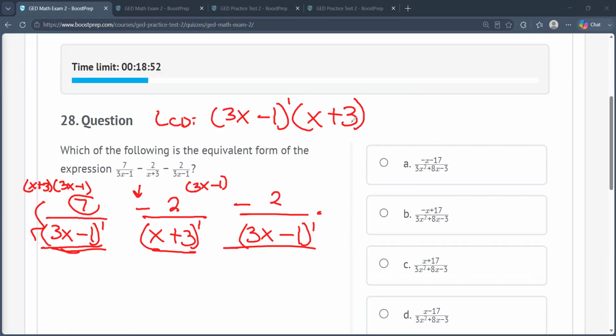Okay, so this is finding the LCD. If you need a refresher to find the LCD, that's it. Okay, so let's go back here.